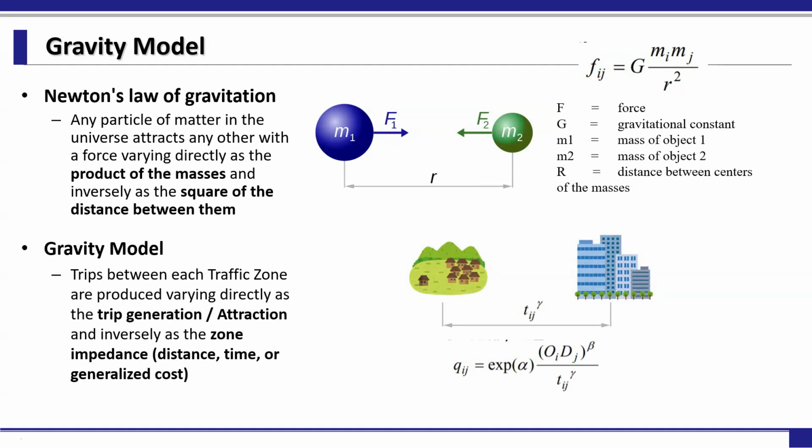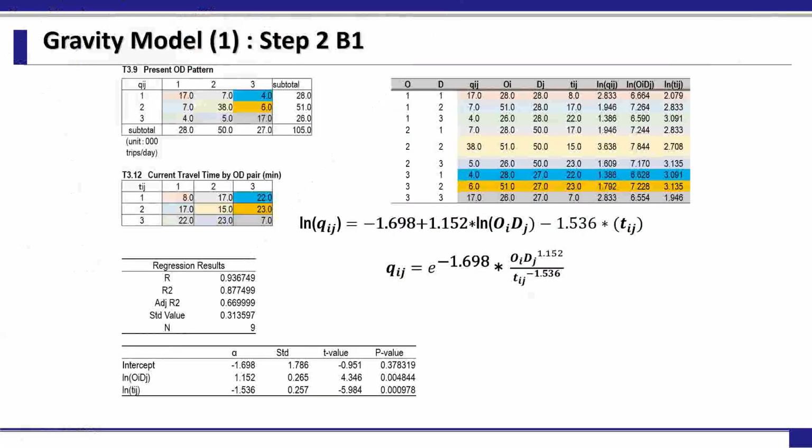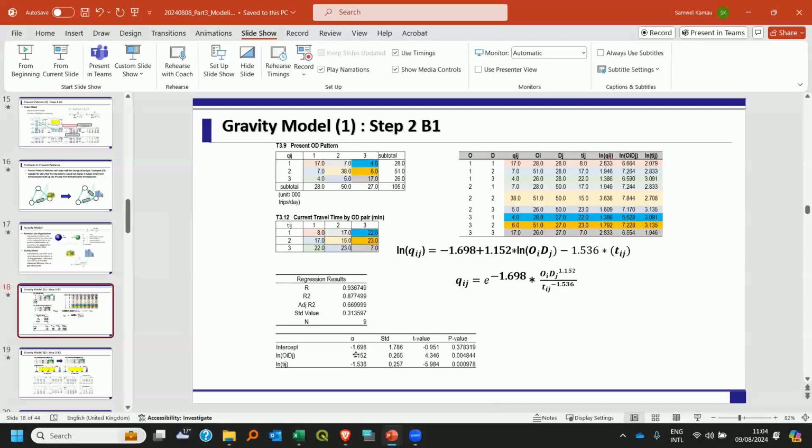Then the gravity model uses the trip generation and trip attraction, and inversely the zone impedance, distance, travel time or generalized cost as the explanatory variables for the trip distribution. This is also in the Excel files. I showed some models for the gravity models.